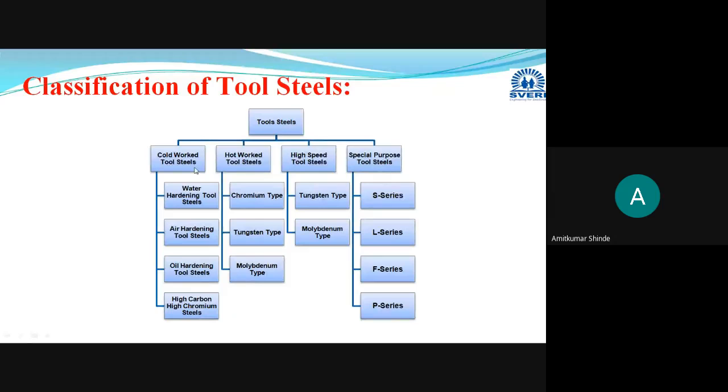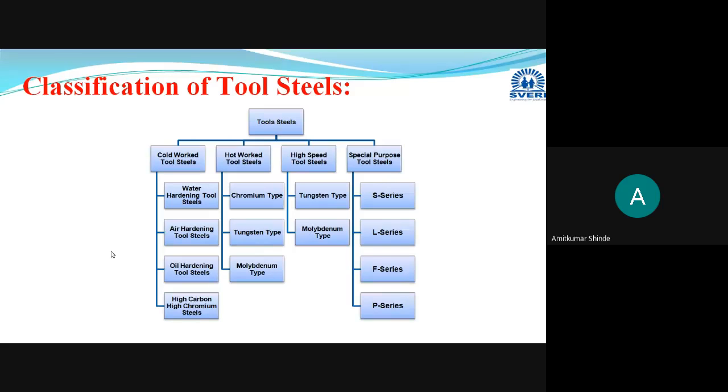Now first we will discuss the cold worked tool steels and its different four types. Then we will go in brief about their composition, their properties, and their different applications. First of all, please write down this chart. I will wait for 2 minutes here. Please write down this classification chart. After that, we will move towards the next point, that is the types of the cold worked tool steels.